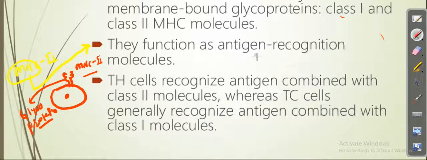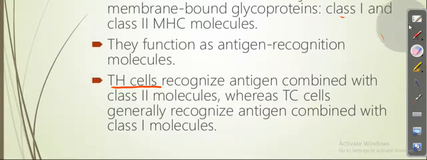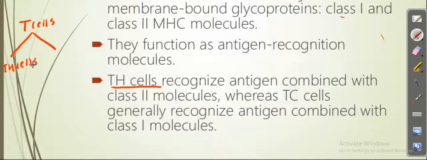This thing is important. So let me take one eraser so that you can understand it clearly. So there are T cells, okay. So T cells are there, and in T cells we have two categories. One is TH cells and another is TC cells, okay. H means helper and C means cytotoxic. So these are helper cells and these are cytotoxic, okay.